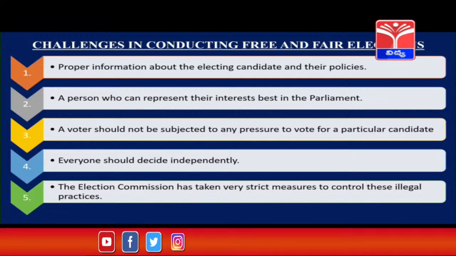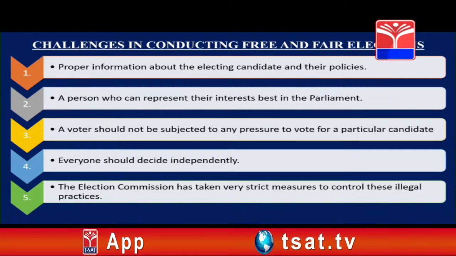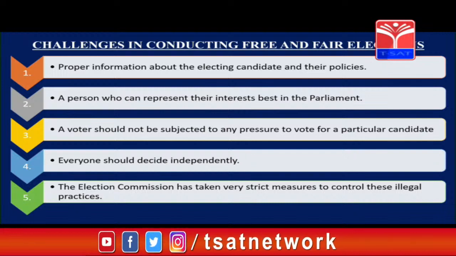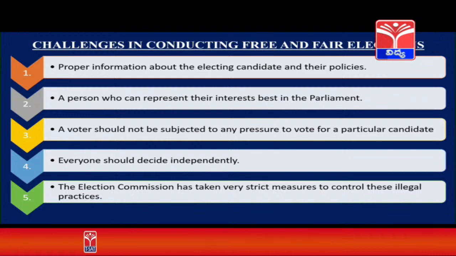And the voter should not be subjected to any pressure to vote for a particular candidate. That means no person should be pressurized that so and so is my relative, or so and so person belongs to our caste, or so and so person belongs to our religion. No, the voting should not be biased. The eligible and the perfect candidate who is ready to serve the people should be elected as a member of the Lok Sabha.